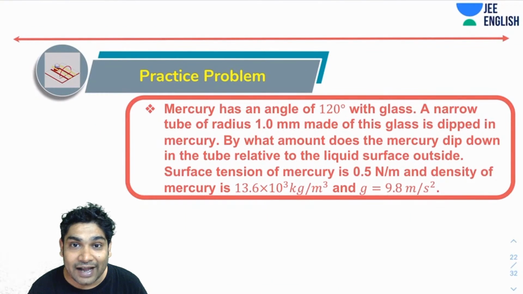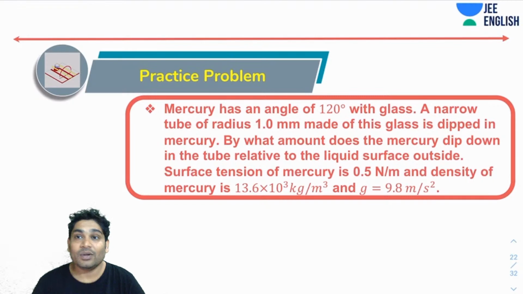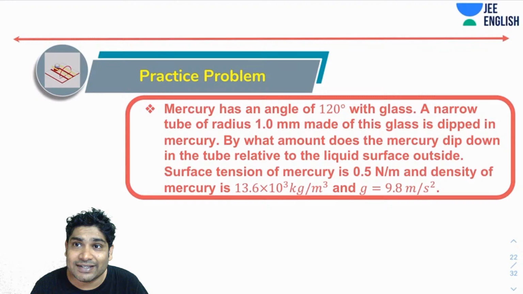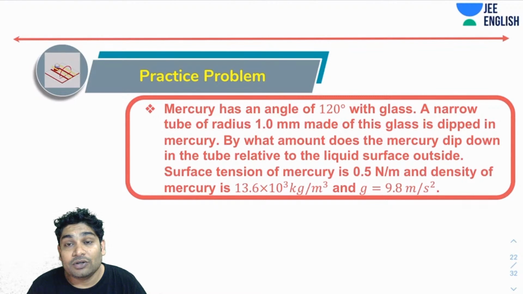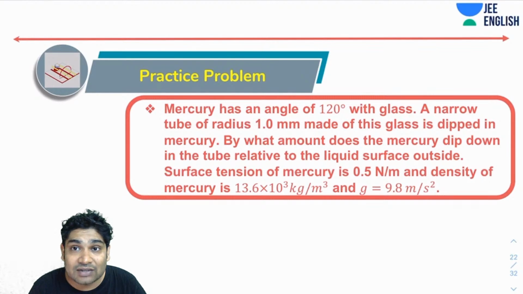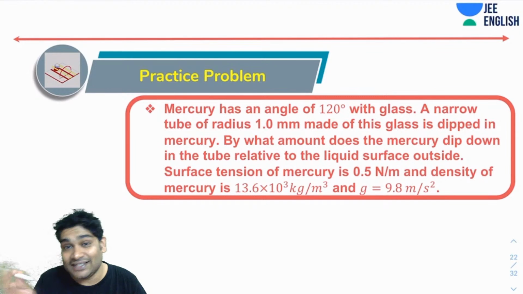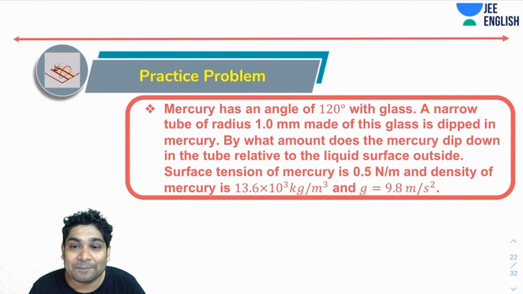So why don't we try a problem now? This is most of the discussion that I wanted to have about capillaries in any case. So let's just try some problems. You've been told mercury has a contact angle of 120 degrees with glass. I think it is usually 135, but this question says 120, so we will stick to 120. Normally the angle of contact for mercury is around 135, not 120. However, since it is given so in the question, let's take that.